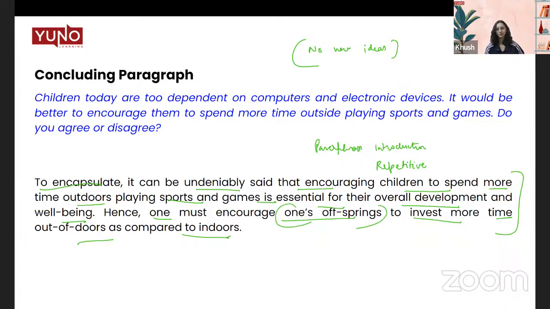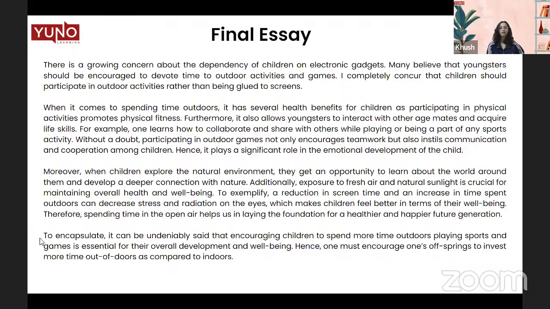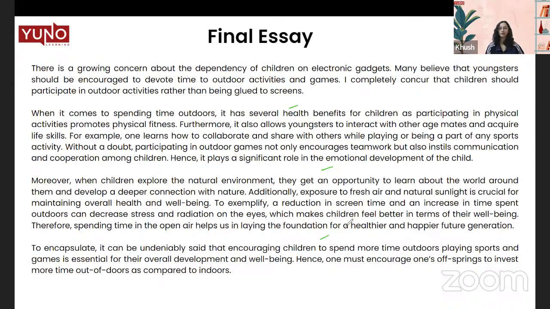Now, this is the entire essay. Let's have a look at the whole essay. This is how the entire essay looks: your introduction, your body paragraph 1, body paragraph 2, and conclusion. Now, a few other things that we have to focus on quickly.